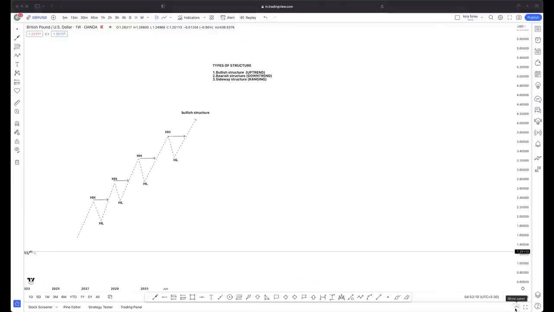Let's move to the second point, which is a bearish structure or a downtrend structure. In a downtrend or a bearish structure, we have a series of formation of lower lows and lower highs. So this is just like the opposite of the bullish structure. Here we have a series of lower lows, lower high, lower low, lower high, lower low, lower high, and lower low.